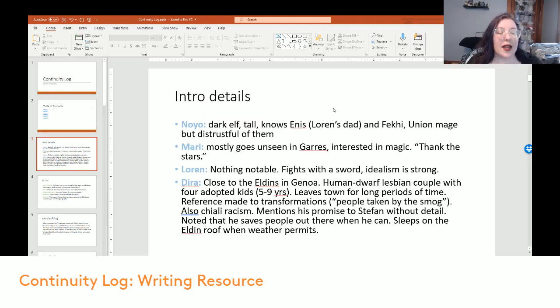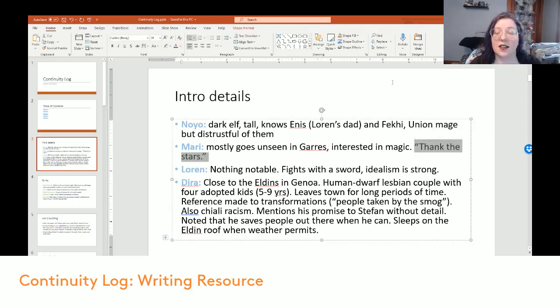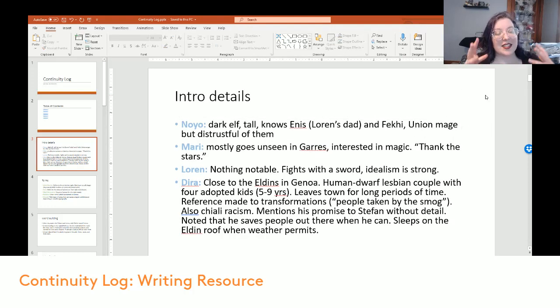So anything like their stance on certain people, phrases they use that are kind of exclusive to them. As you can see with Mari, it's "thank the stars." It's things of this nature, the kind of first impression that you would get from this character from their introductions. These are all things that happened before chapter 1, but I want to make sure I keep to them.